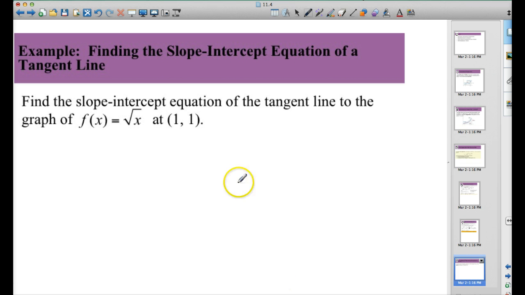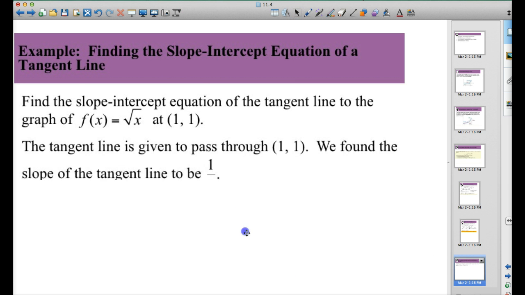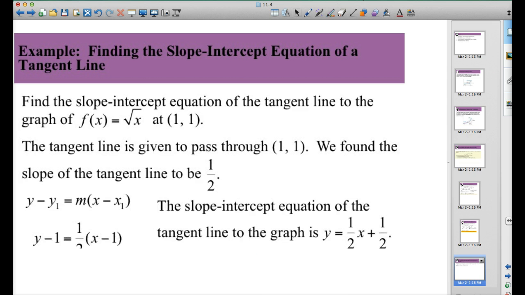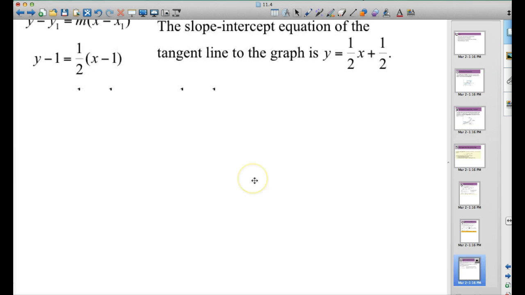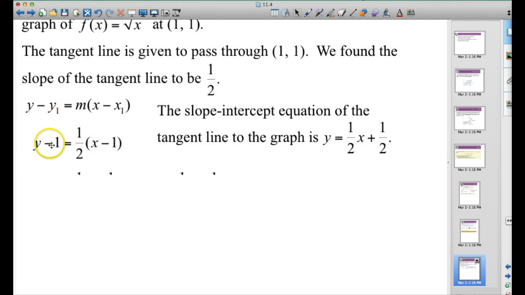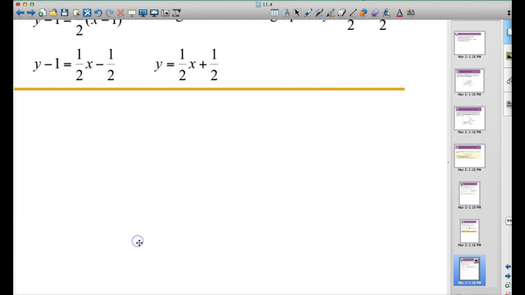Our next step is to write the equation. So therefore, the tangent line goes through 1, 1 with a slope of 1/2. We're going to use the point slope equation form. We plug in this formula, 1/2, plug in 1, 1. And if we simplify this down, we're going to get y minus 1 equals 1/2 times x minus 1. Add 1. Here's our point slope equation that we're looking for when we do this.